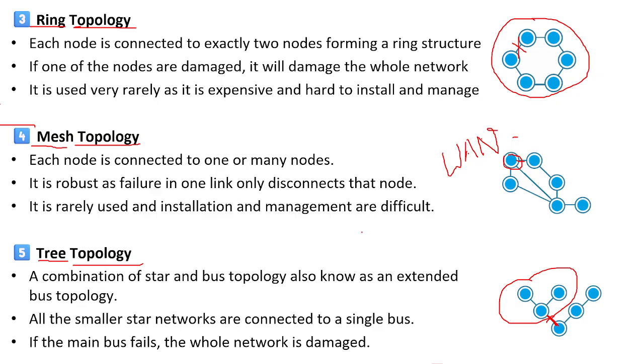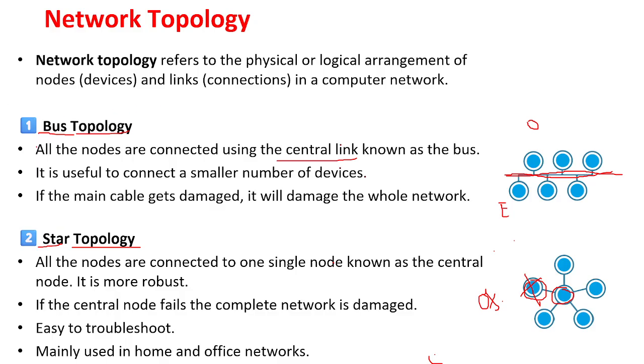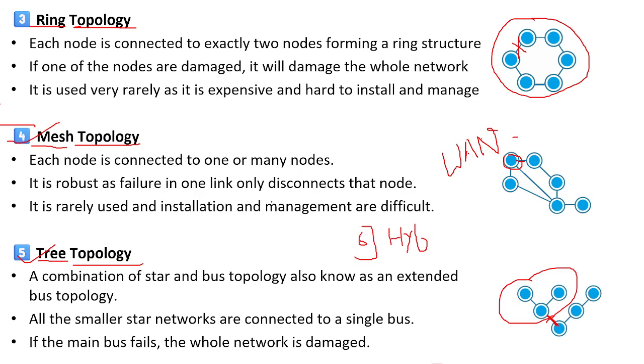The last topology I have not covered here is the sixth one, the hybrid one, which is generally the most used topology in today's network area. Hybrid combines tree topology, mesh topology, and star topology. Combining these three topologies, we have the hybrid topology, which is mostly used in today's world.